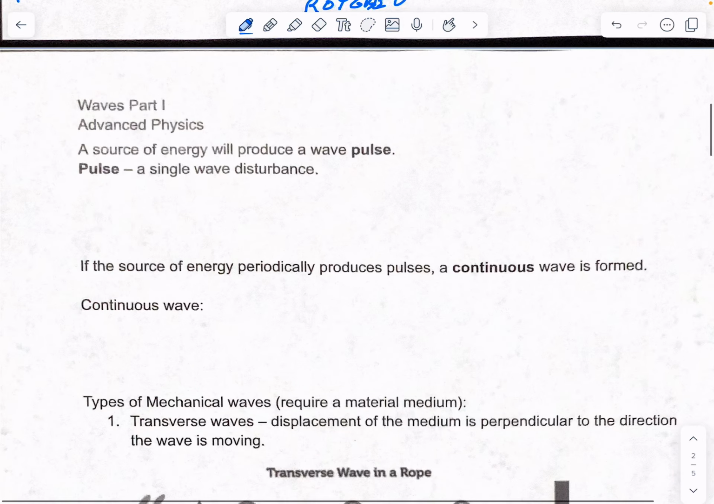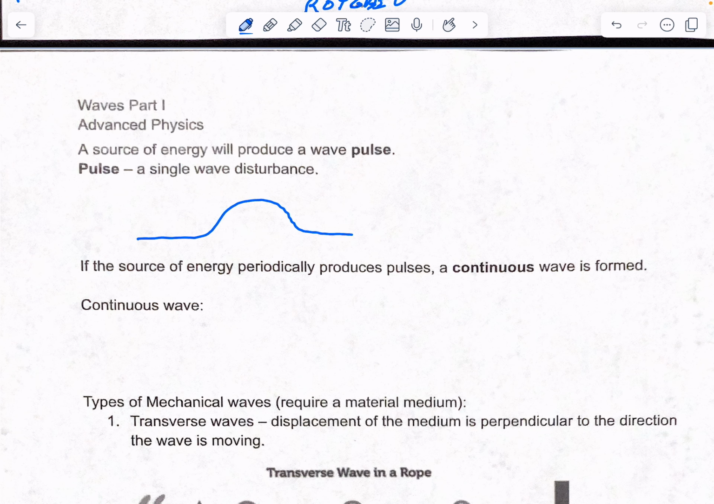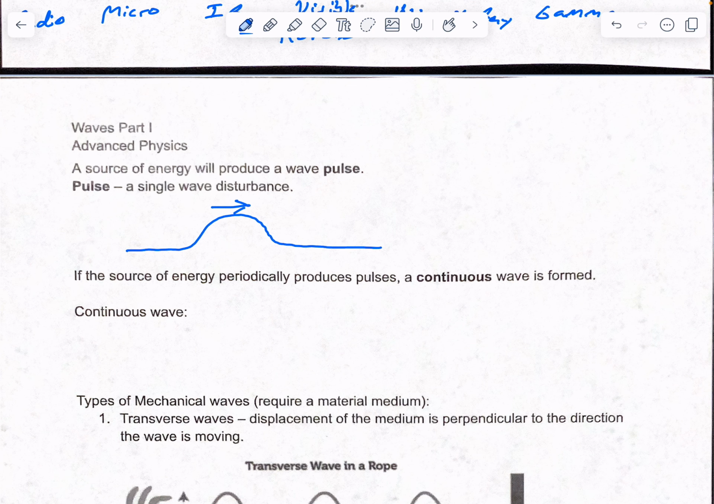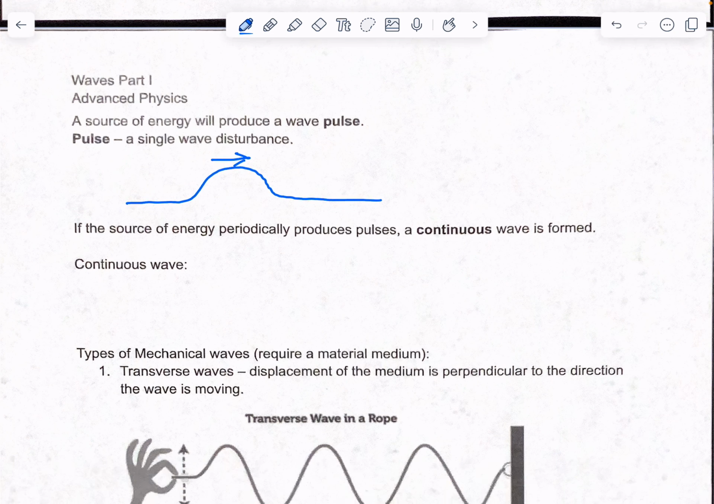Moving on to the next page: a source of energy will produce a wave pulse. A pulse is a single wave disturbance. I'm seeing a lot of students getting hung up when I ask what a wave is. They say it's a pulse. Well, a pulse creates that disturbance, but the wave is actually from the pulse. It's the transfer of energy through that medium. The pulse just makes it start. If the source of energy periodically produces pulses, a continuous wave is formed. That means if you keep repeating the same pulse, you're going to create a continuous wave that just keeps going and going. So don't get too hung up on that. The pulse is just something that gets that wave going.